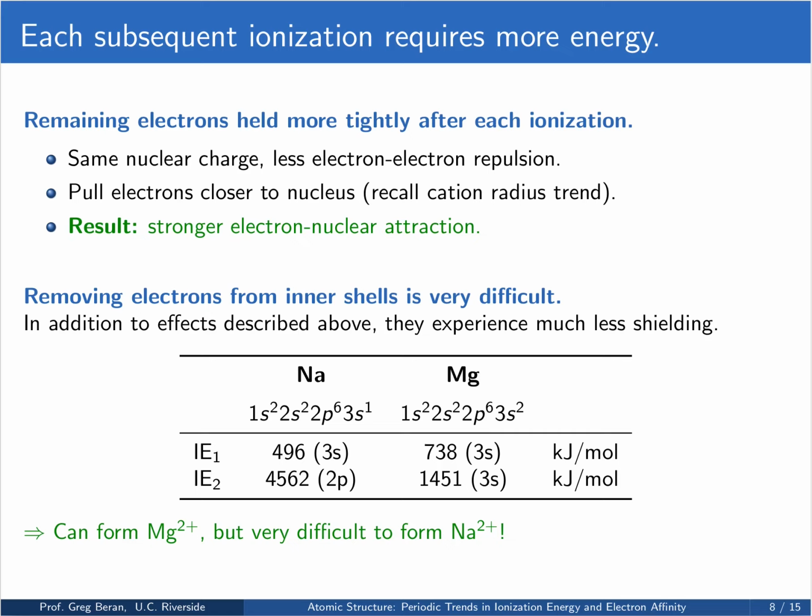In contrast, trying to remove a second electron from sodium would require taking it out of the 2p shell because we have no more valence electrons. And as you can see, that requires an extraordinary amount of energy. The second ionization energy for sodium of 4,500 kilojoules is 9 times larger than the first ionization energy. So this is why we can form something like magnesium 2+ relatively easily, but you don't expect to find something like sodium 2+ in nature.